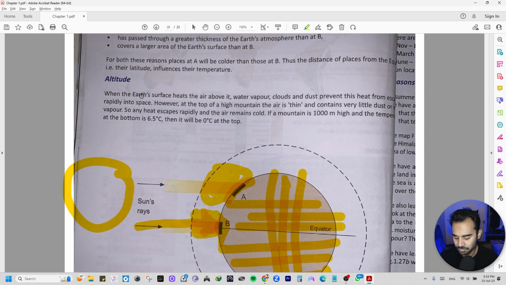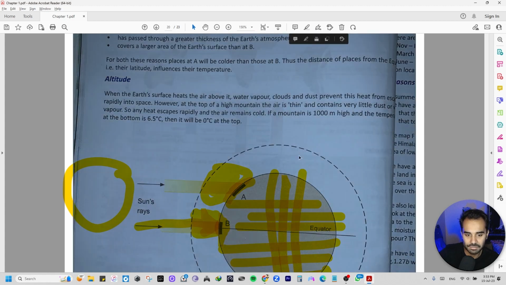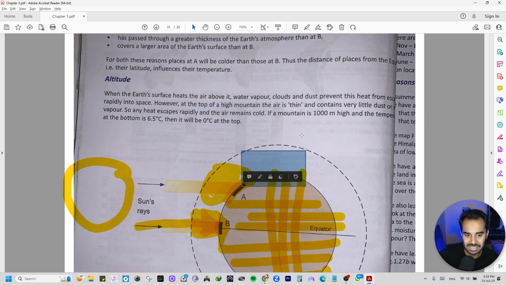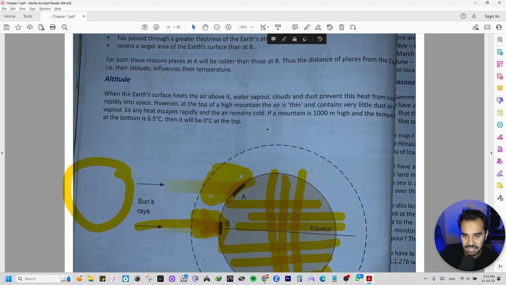It's saying over here, when the Earth's surface heats the air above it, what actually takes place is that the water vapor, clouds, and dust prevent this heat from escaping rapidly into space. That's pretty obvious: when the Earth is getting warmer, the dust and the clouds and everything are preventing the heat from escaping into space, protecting it.